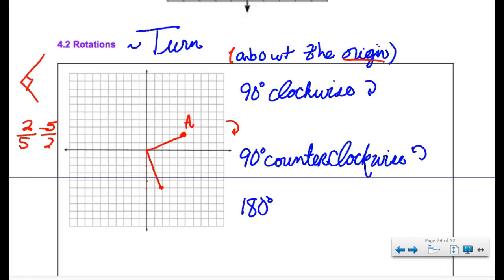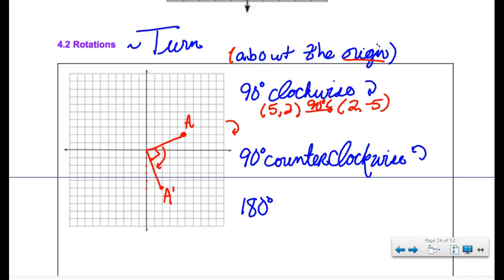But see, we don't want to always have to do that. We want to come up with a rule. So there's my 90-degree clockwise turn, mapping A to its image, A prime. But look what happened to the points, and it'll always happen, so watch. The point (5, 2) got mapped under a 90-degree clockwise rotation to the point (2, -5).